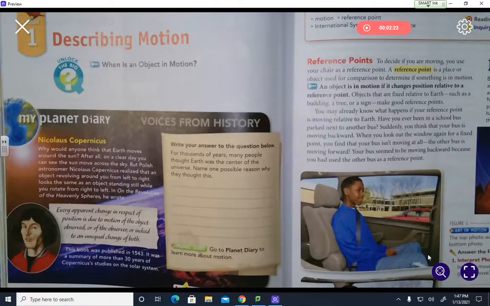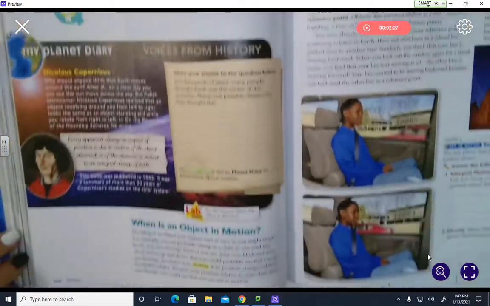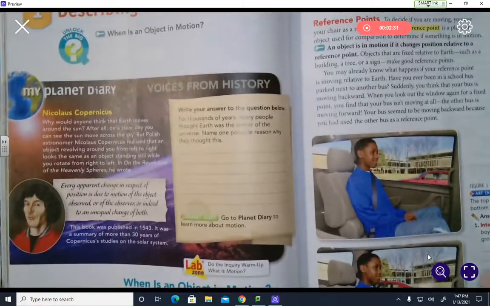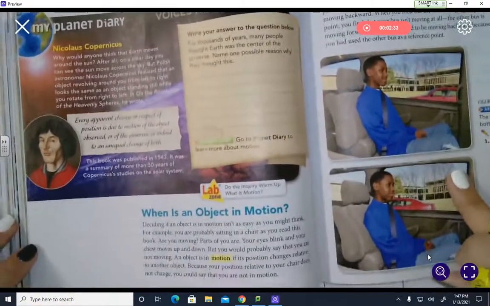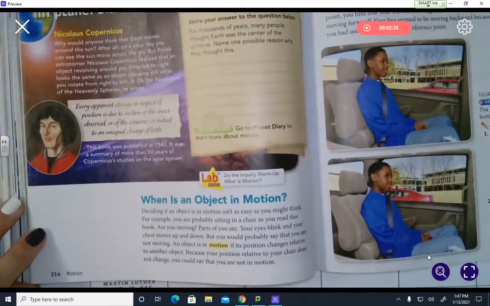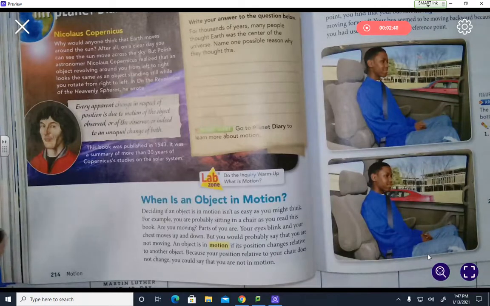All right, you should have unpaused the video, answered that question. And let's talk about when an object is in motion. Sorry, I'm trying to look at my screen and get this zoomed in. All right, get your highlighters out. Let's get it started.